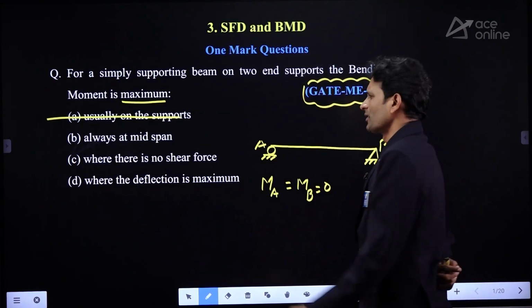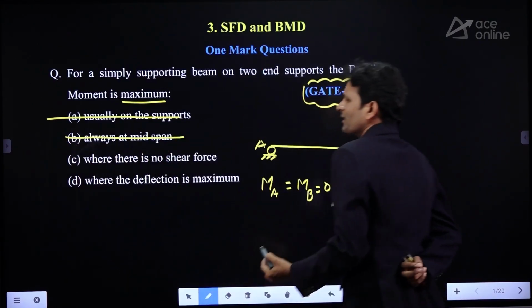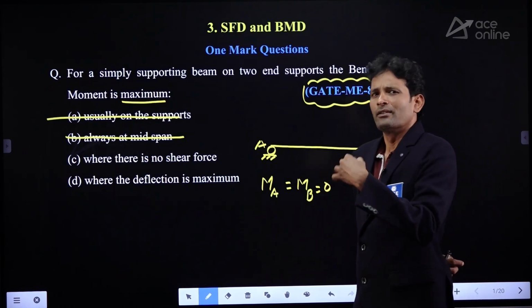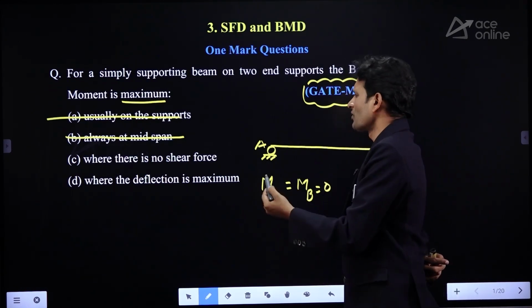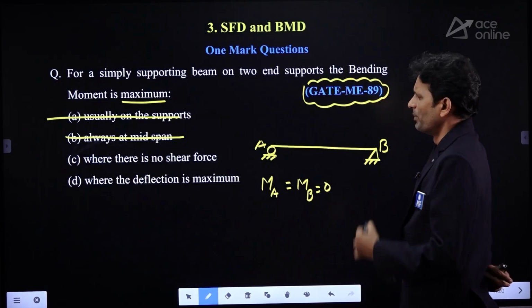Always at midspan. This is also a controversial statement because the magnitude of the bending moment will depend on the nature of load as well as the supports that we are providing for the beam.